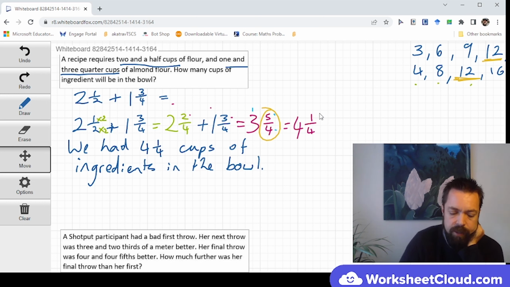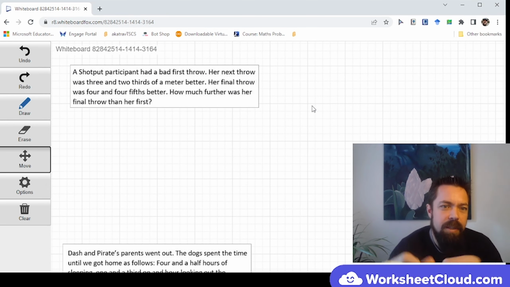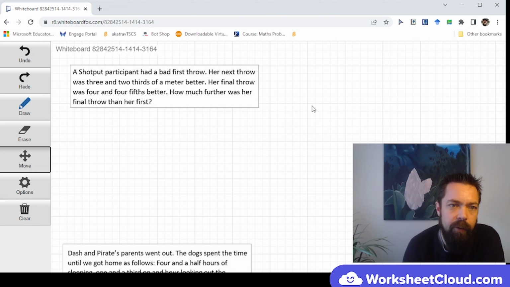Okay, next question. A shot put participant had a bad first throw. Her next throw was 3 2/3 of a meter better. Her final throw was 4 4/5 better than the second one. All right, so we've got to figure out how much further was her final throw than her first. So it doesn't actually matter how far it is. It's just we're checking how much further it is.